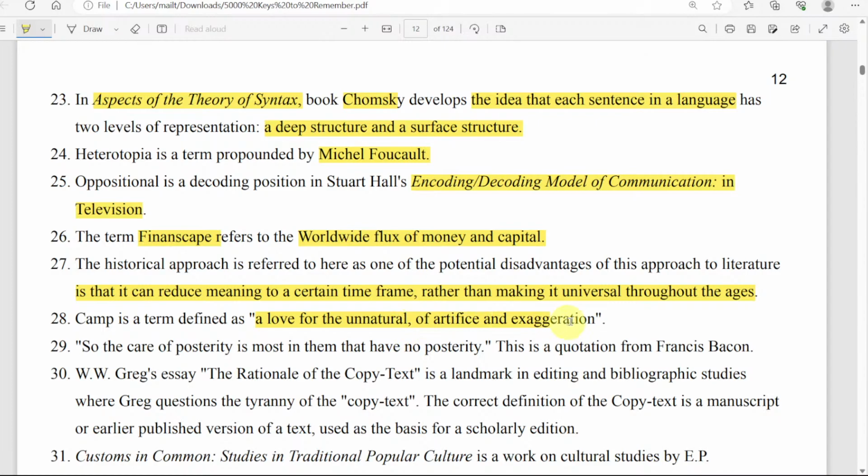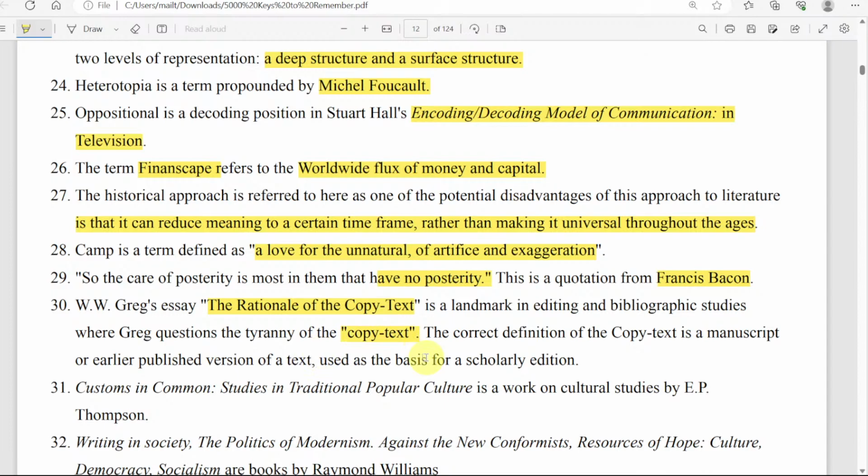And so the care of posterity is most in them that have no posterity. And that was the quotation from Francis Bacon, an essay. So Greg's essay, The Rationale of Copy-Text, is a landmark in editions of bibliographic studies, where Greg questions the tyranny of copy text. And the correct definition of the copy text is, it is a manuscript or earlier published version of a text used as the basis for a scholarly edition.